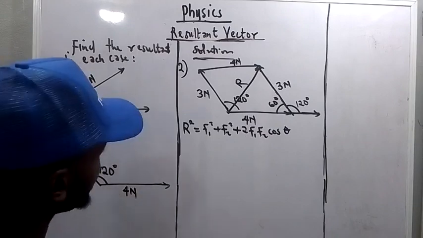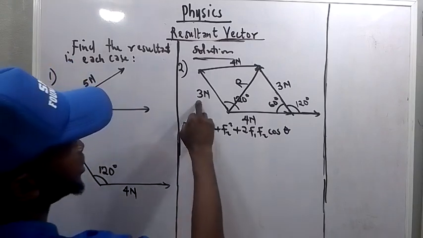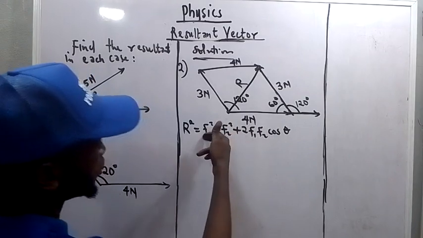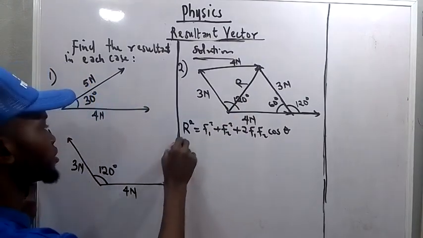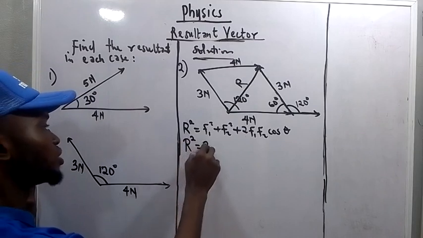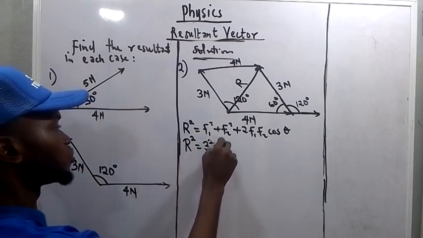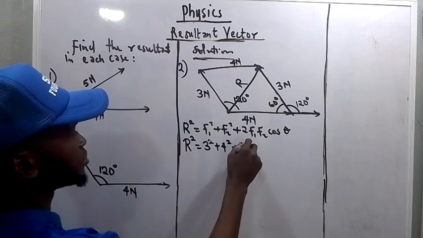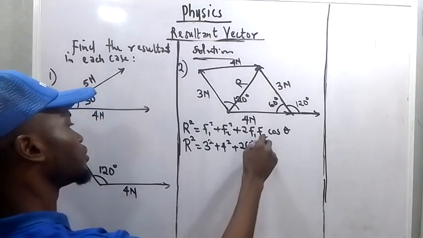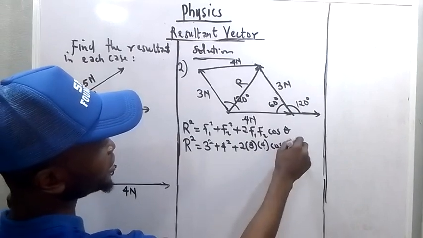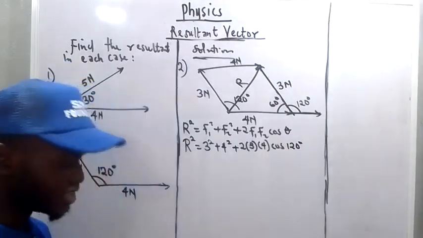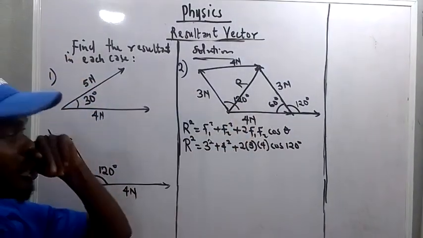Now for this one, we substitute. I can take 3 Newton as F1 and 4 Newton as F2, depending on whichever I want. So R squared is equal to 3 squared plus 4 squared plus 2 times 3 times 4 times cos theta. My theta in this case is 120 degrees, not the 60 degrees. The 60 is 180 minus theta.